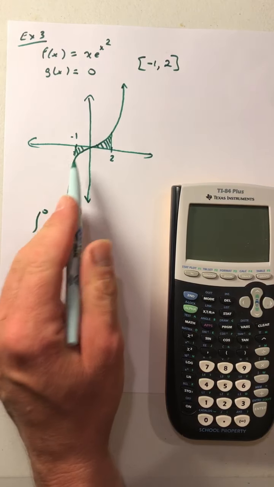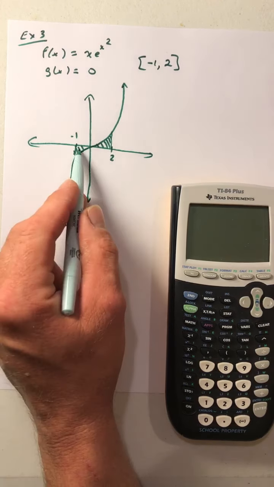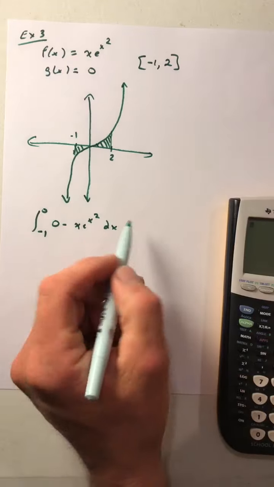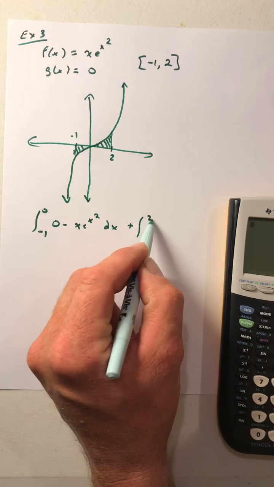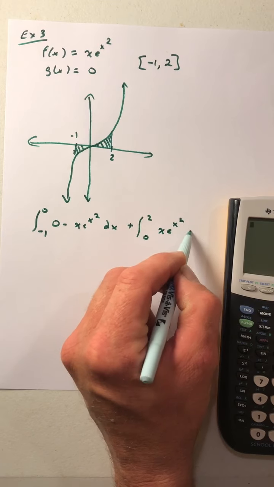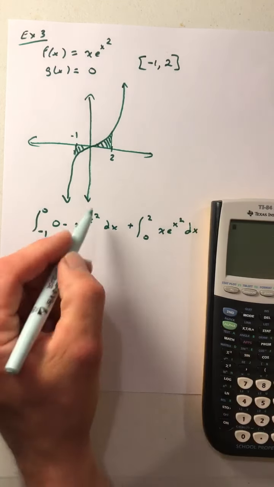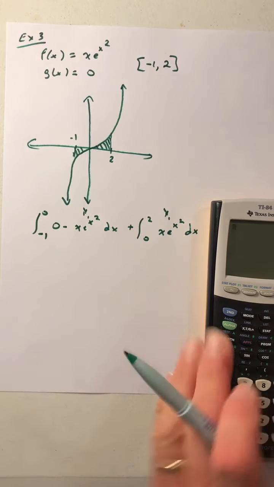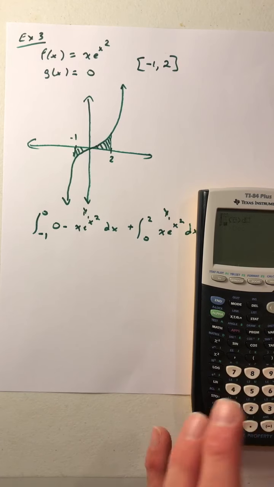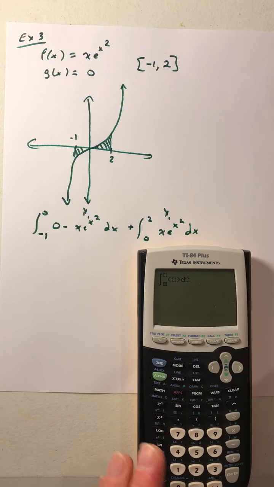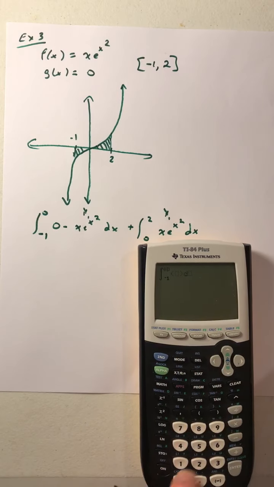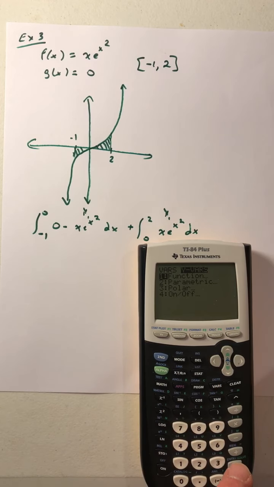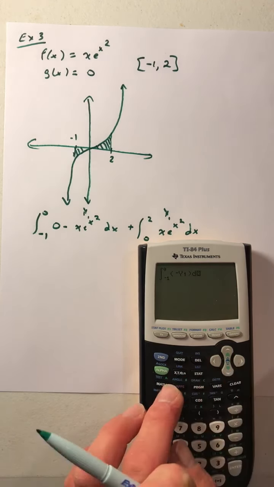It's -1 to 0 of our top curve, which is 0, minus that bottom curve, x e to the x squared, dx. And to that, we're going to add the integration from 0 to 2 of x e to the x squared, dx. Again, I've already got this x e to the x squared in y1. So we have 0 minus y1, or -y1, as we put in our calculator. So again, I'm going to go to Math 9. I'm going to go from -1 to 0 of negative vars, y-vars, function 1, dx.